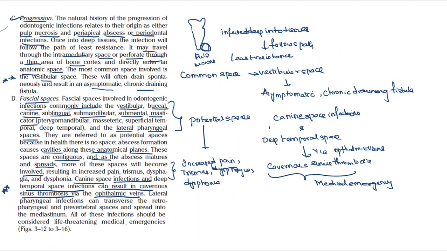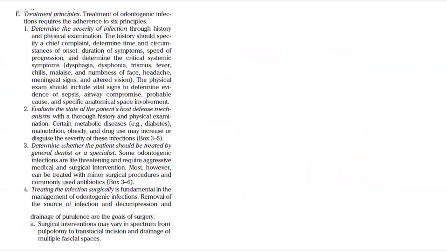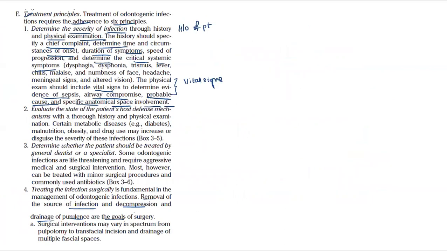So facial spaces, if they are involved, it's very dangerous because they can lead to medical emergencies. And commonly the spaces involved are vestibular space, buccal space, canine space, sublingual space, submandibular space, submental space, masticator, and lateral pharyngeal spaces. Canine space and deep temporal space infections, via the ophthalmic veins, can cause cavernous sinus thrombosis. Treatment depends on each patient, how their condition is.